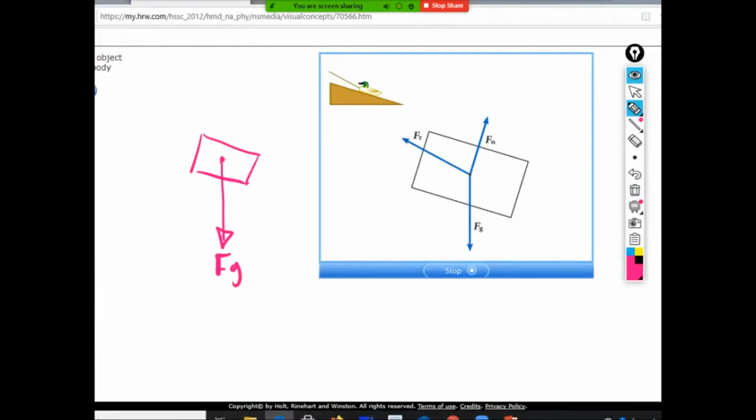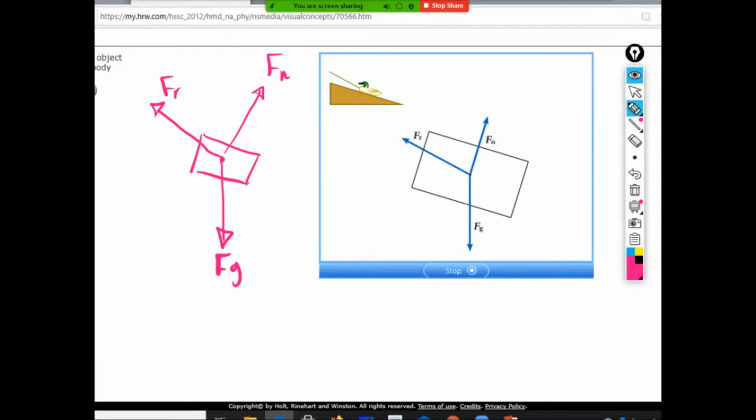Okay, now what about the normal force? The normal force will be perpendicular to the surface, to be like that. That is the normal force. Now we have another force, pull it up. It will be like that. This is the force that comes from this rope. Okay, that is the free body diagram for this object.